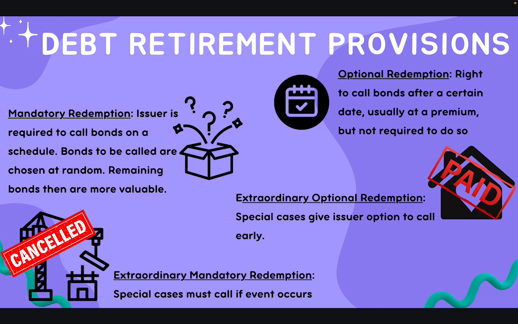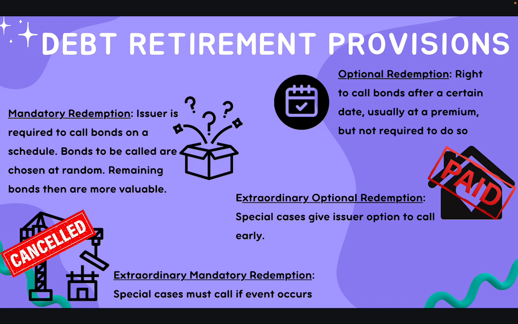So the bonds to be called are going to be chosen at random. So they're all in that box, and then somebody closes their eyes and reaches their hand in and grabs and says, okay, we're going to pay these. Well, as those bonds are paid off, you've got fewer bonds in there, and those bonds that remain become more valuable.